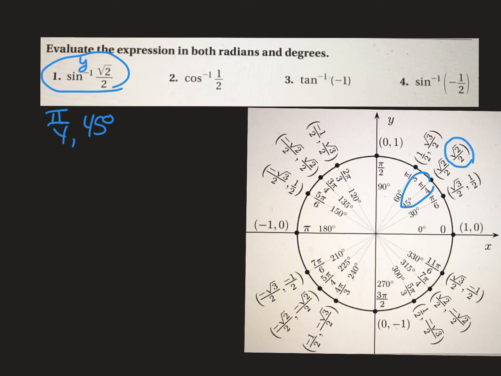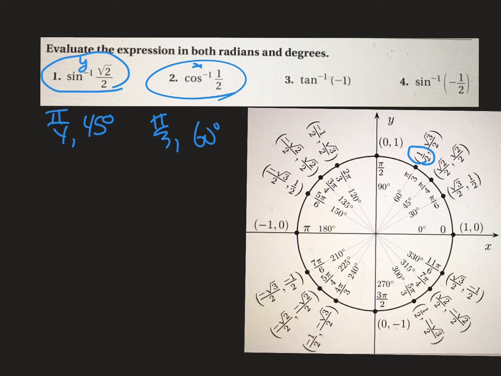Number 2 says, where is cosine 1/2? Okay, if it's cosine, remember, for positive I'm using quadrant 1. If it's negative, quadrant 2. Cosine is x. I'm looking for x is 1/2 in quadrant 1. There it is. So I'm just going to say it happens at pi over 3 and also 60 degrees. All there is to it.